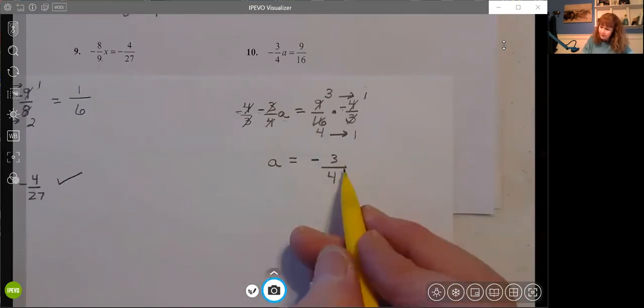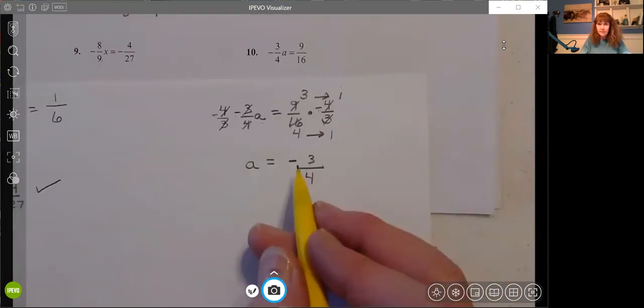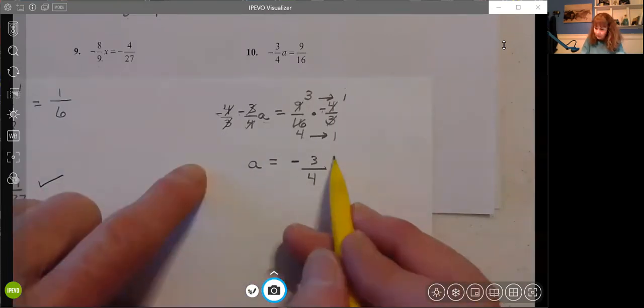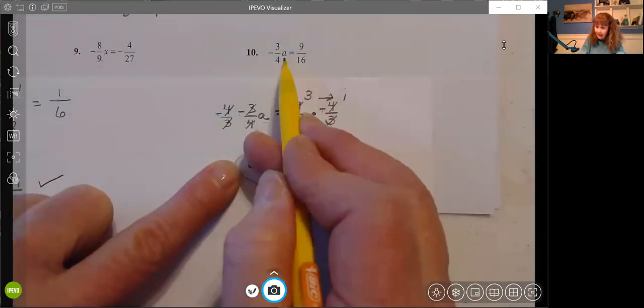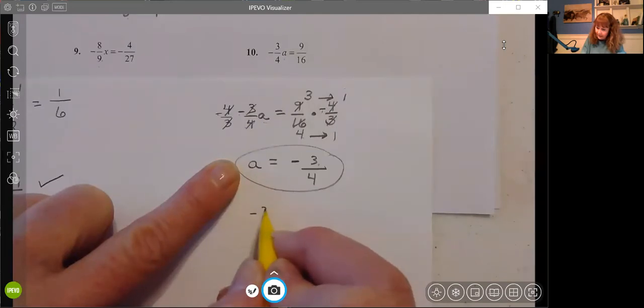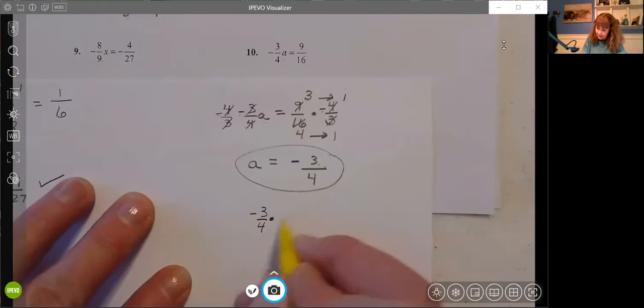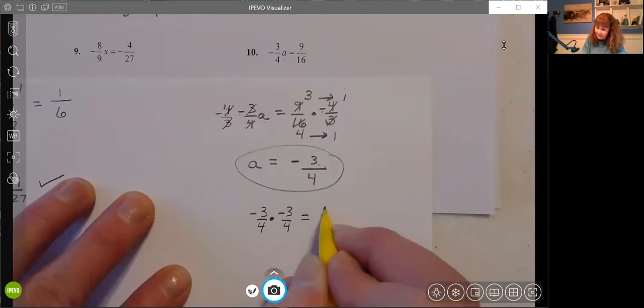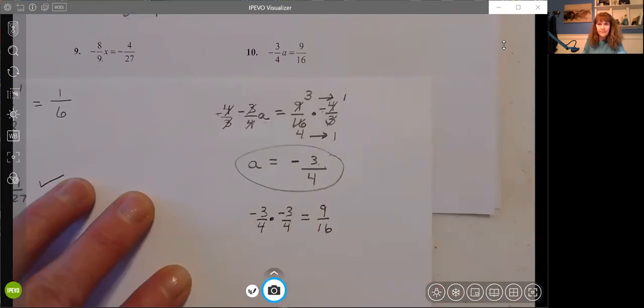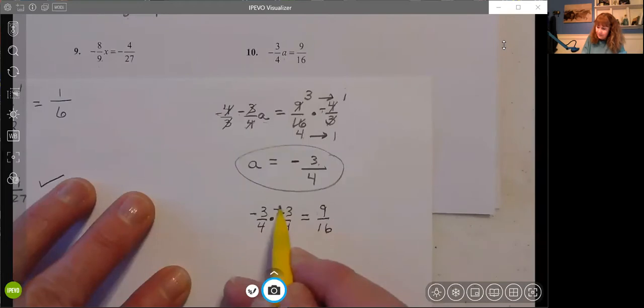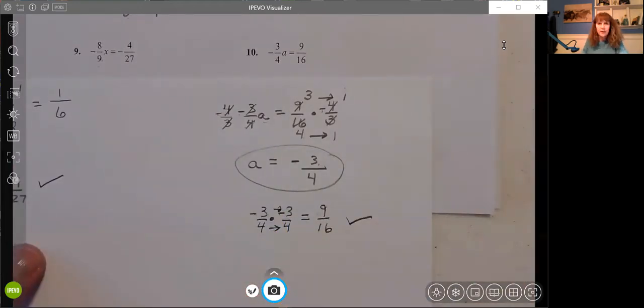So if we were to put that back into our original, we were to put this back into the a here, we would have a negative 3/4 times our a, which is a negative 3/4. Do you get a positive 9/16? Negative times a negative is a positive, and you multiply straight across because you can't reduce. So you do get 9/16, so it checks.